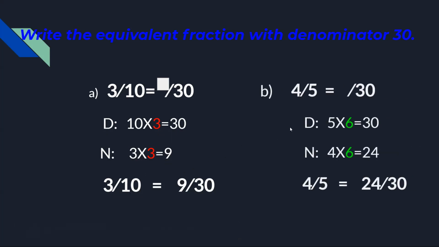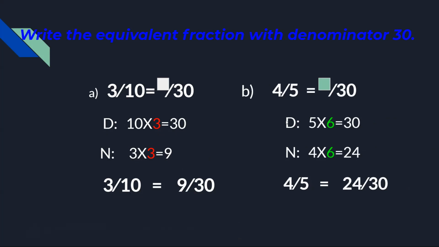Now let us take one more example. The next sum is 4 upon 5 equivalent to dash upon 30. The denominator 5 into 6 equal 30. So in the numerator also we will multiply 4 by 6. 4 into 6 equal 24. So our answer is 4 upon 5 equal 24 upon 30.